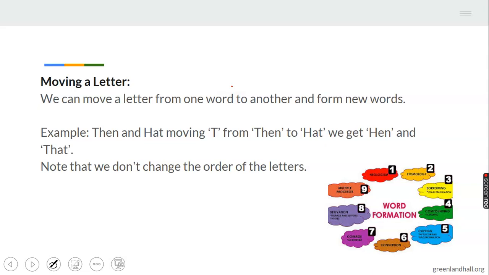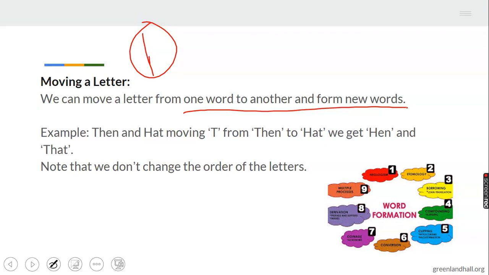The meaning of word formation is that you are forming words. Where are you getting them from? From existing words. Now, let's use number one as our case study first. We can move a letter from one word to another and form a new word. Yes, we can move a letter from one word to another and we are forming a new word.